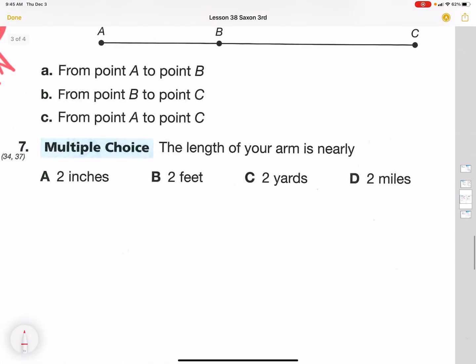The length of your arm is nearly what? 2 inches, 2 feet, 2 yards, 2 miles. This is about how tall we are all together, so that's not right for one arm. 2 miles is crazy. 2 inches is crazy. So that only leaves us with B, 2 feet.